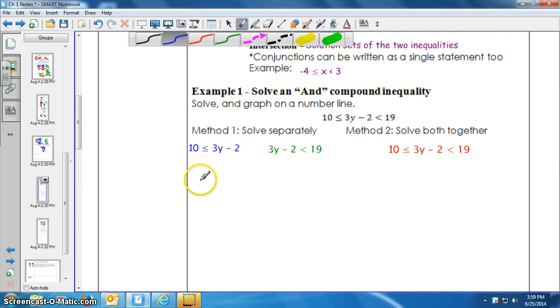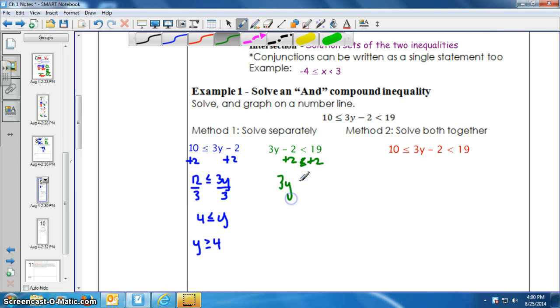Then we would just go ahead and finish solving those. First step, add 2 to both sides, bring down what's left. Last step there, divide by 3. So 4 is less than or equal to y. Or if you wanted to write it with the variable first, switch the sign, and that's equivalent. So either one of those would be correct. And then over here we would solve this one. Plus 2 on both sides. So 3y is less than 21. And divide by 3. So y is less than 7.